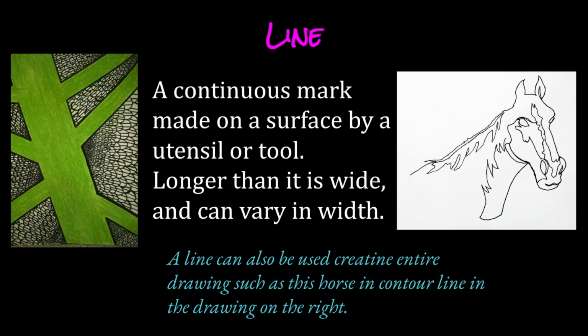Line is a continuous mark made on a surface by a utensil or tool. It's longer than it is wide, and it can vary in width. In drawing and painting, a line can also be used to create the entire drawing, such as this horse in contour line in the drawing on the right.